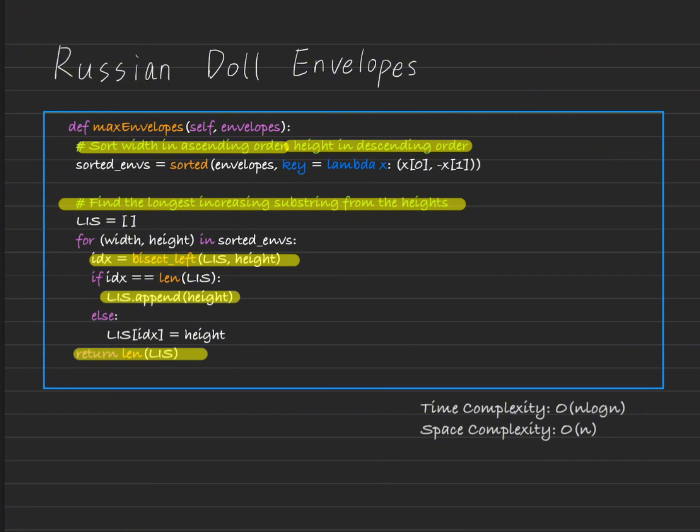The time complexity is O of n log n because the first sort will take O of n log n, and in the second half of the block, we're doing binary search, which is log n, for every element, which is O of n. So that's also O of n log n. The space complexity is O of n for the list array.